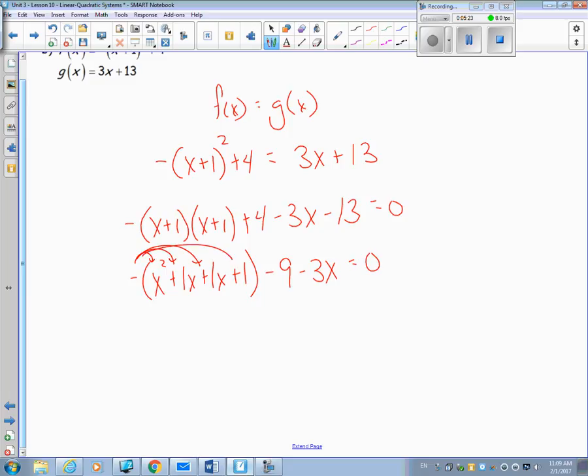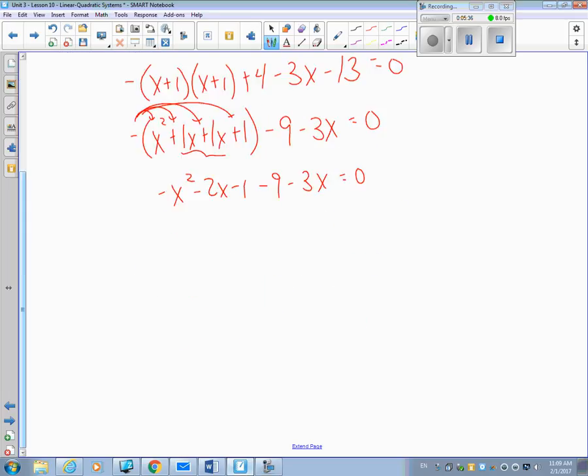right, make sure. So I've got negative x squared, negative, I'm going to collect these two things. So negative 2x and negative 1. And one more time, collect my like terms here if I can. I'll get negative x squared minus 5x minus 10 equals 0. I'm going to try solving this.